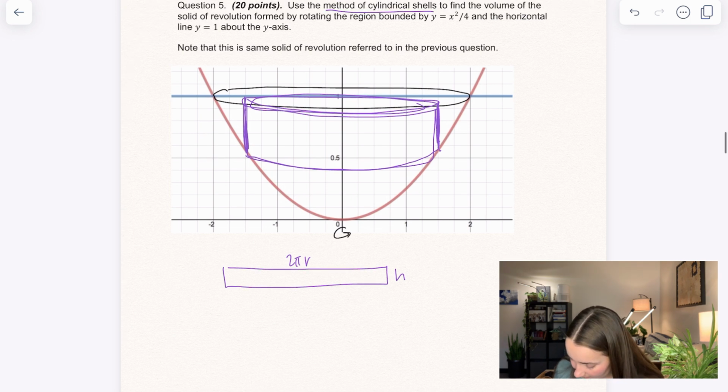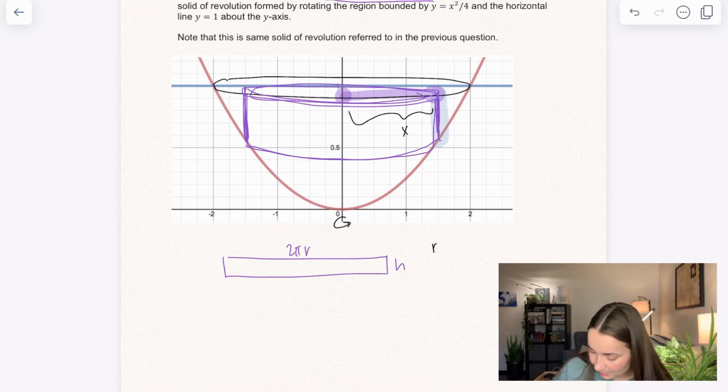So I want to go ahead and find the radius. The radius is going to extend from our axis all the way out here. And again, this is going to represent a value of x, right? This whole thing is equal to x. So our radius is going to be x, right?